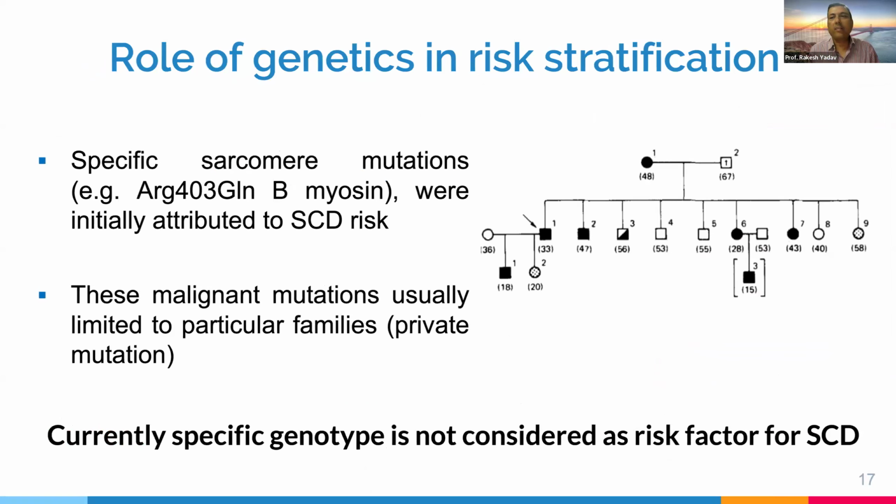Role of genetics in risk stratification: specific sarcomere mutations were initially attributed to sudden cardiac death. These malignant mutations are usually limited to particular families. Currently, a specific genotype is not considered a risk factor for sudden cardiac death in adults.